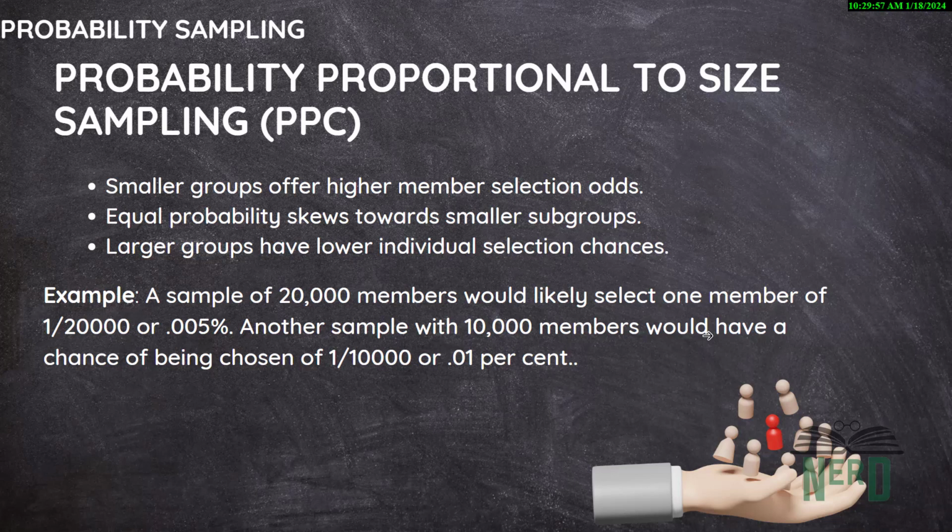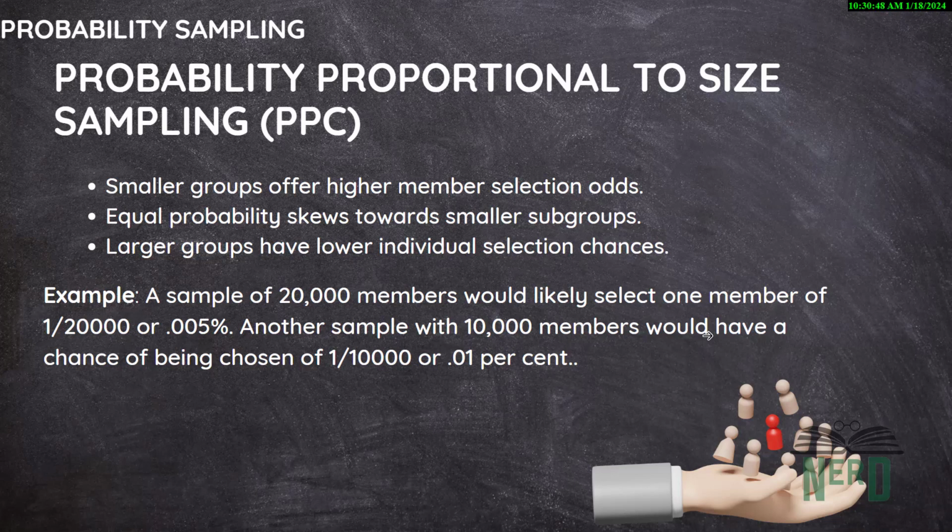So in that 20,000 group, your chance of being the lucky one is like 0.005%, right? But in the 10,000 group, your chance doubles to like 0.01%, right? And this method is great when you have subgroups of different sizes and you want to give smaller groups a fair shot at being represented, right? So that was your PPS sampling.